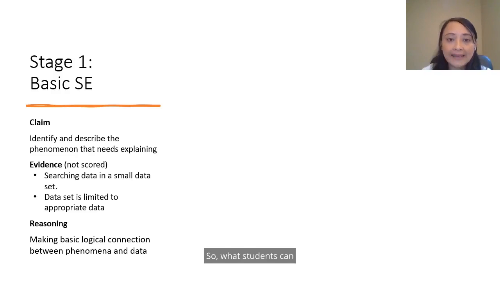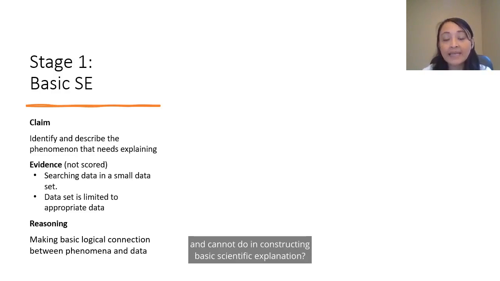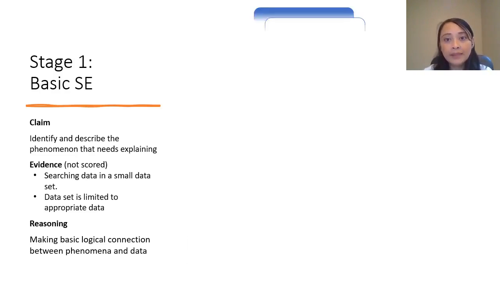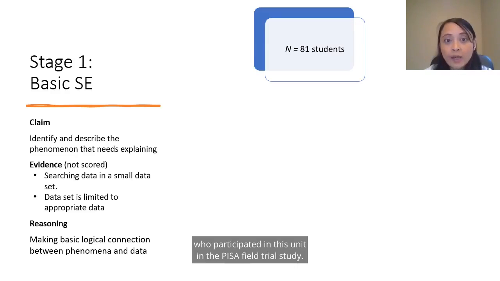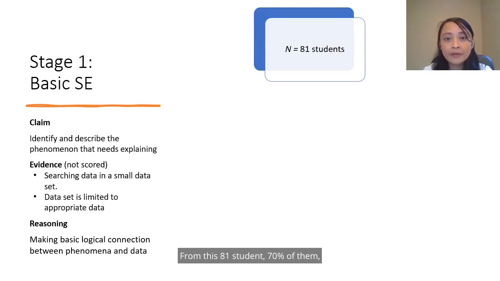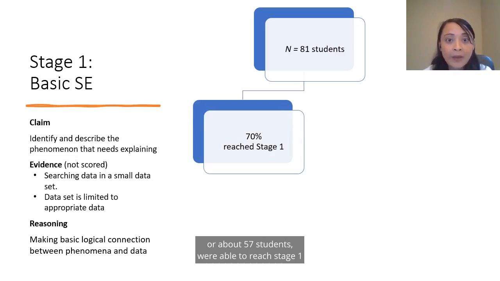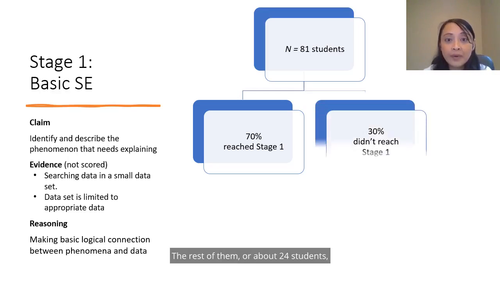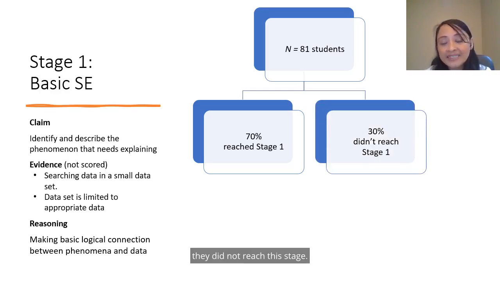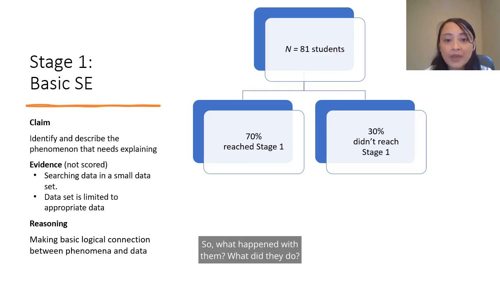So what can students do and not do in constructing basic scientific explanation? Remember that we have 81 students who participated in this unit in the PISA field trial study. From these 81 students, 70% of them, or about 57 students, were able to reach stage 1 by identifying basic claim, evidence, and reasoning. The rest of them, or about 24 students, did not reach this stage. So what happened with them? What did they do? Let's take a deeper look into the different components of scientific explanation.